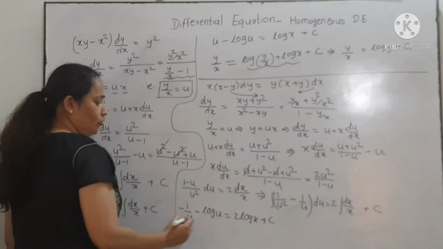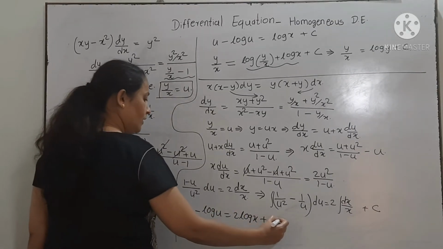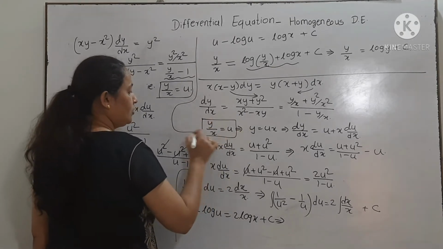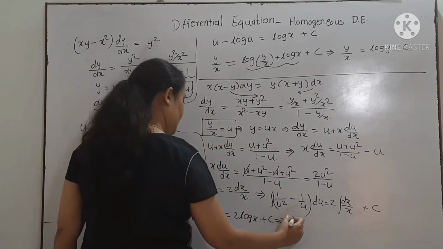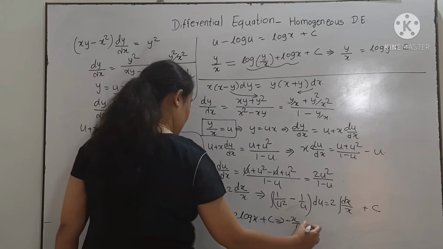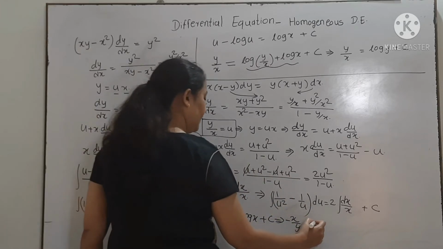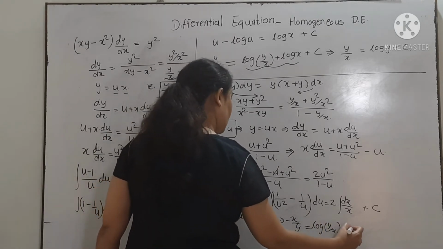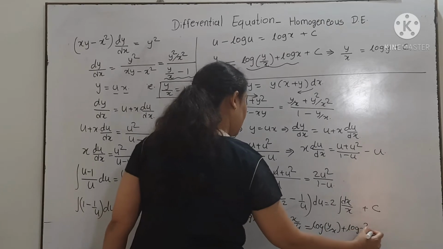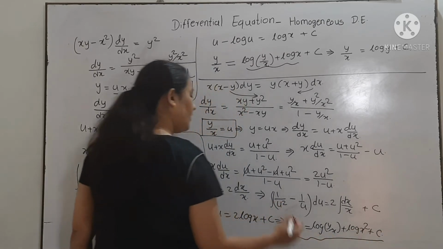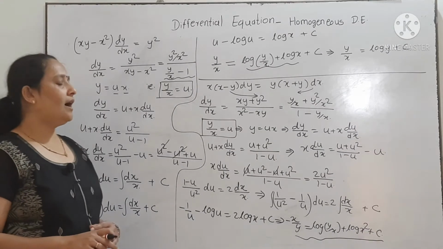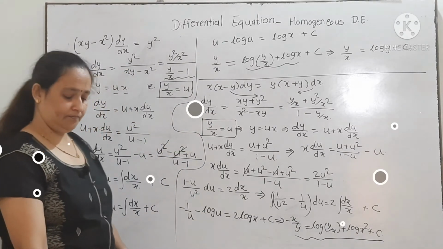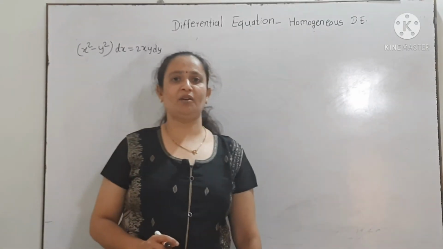Substitute the value of u. What is u? u is y upon x. So 1 upon u will be x upon y. Minus, if I transfer to the other side, it is log of y by x plus log of x square plus c. If you want to simplify further, you can use the rules of logarithm. Is it clear to all of you? Okay, we'll take the next example.